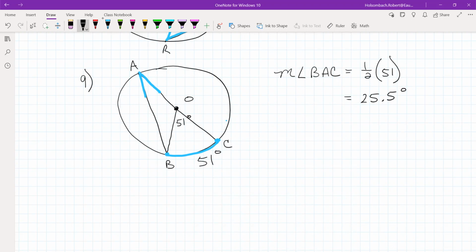Central angle has its vertex on the center of the circle. Inscribed angle has its vertex on the circle. That's the difference between a central angle and an inscribed angle. Central angle has a vertex on the center. Inscribed angle has a vertex on the circle.